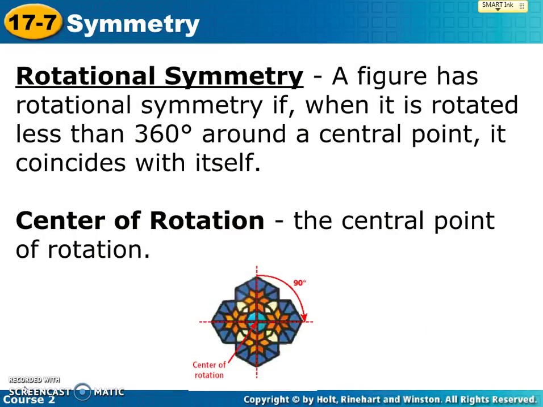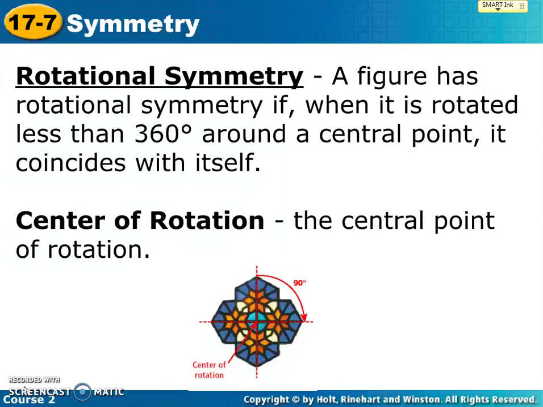Hello there, class. Mr. Hughes is back. We're going to talk about rotational symmetry. Rotational symmetry: a figure has rotational symmetry if, when it is rotated less than 360 degrees around a central point, it coincides with itself. So make sure we get that vocabulary word definition written down. Again, if we rotate it less than 360 degrees around a central point, it coincides with itself.